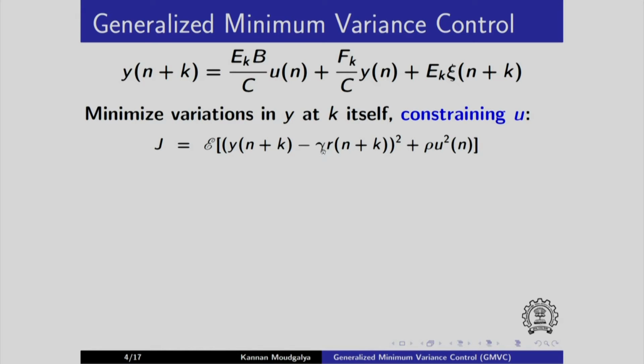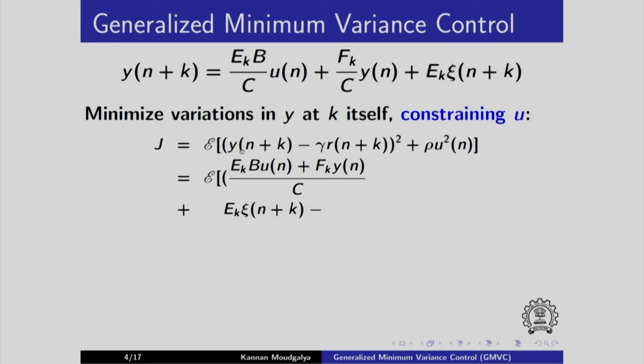We will also include this additional term gamma times R. Recall that R is the reference variable or set point, and then we will see the value of gamma subsequently. It is very similar to the gamma that we used earlier when we were discussing pole placement. So we need to minimize this objective function.